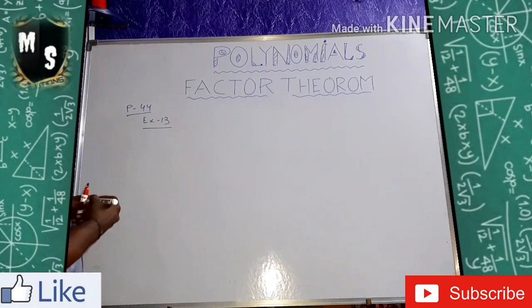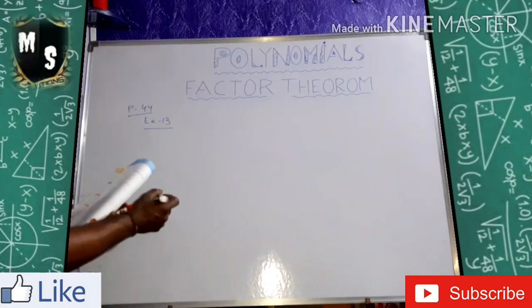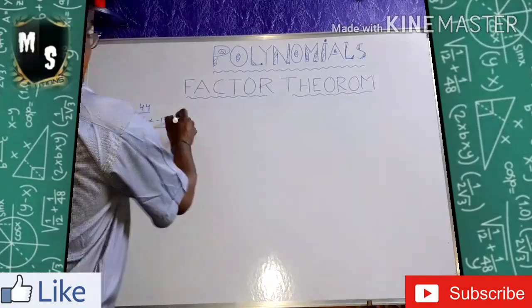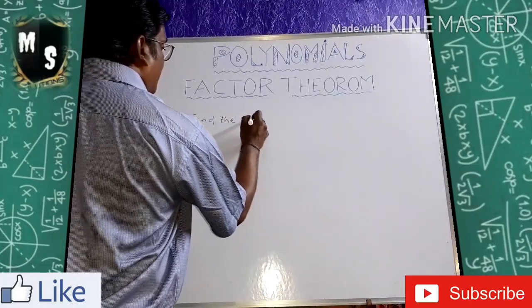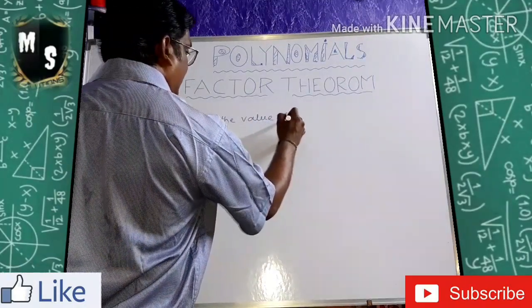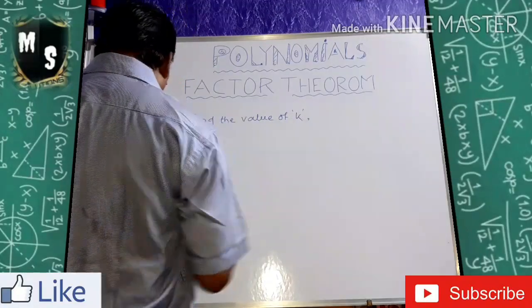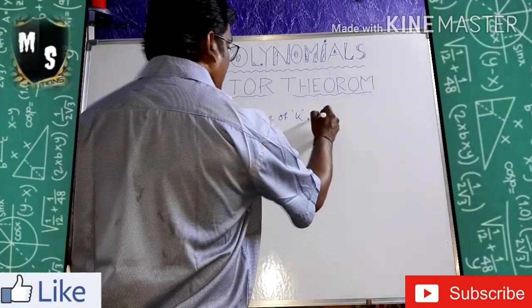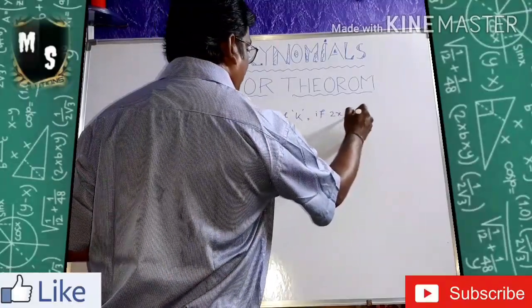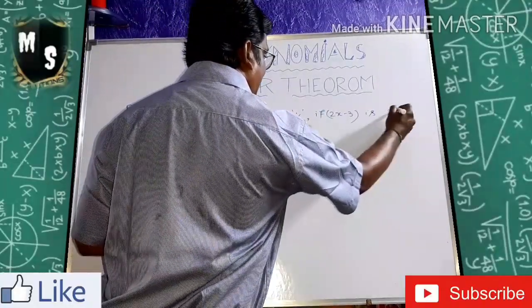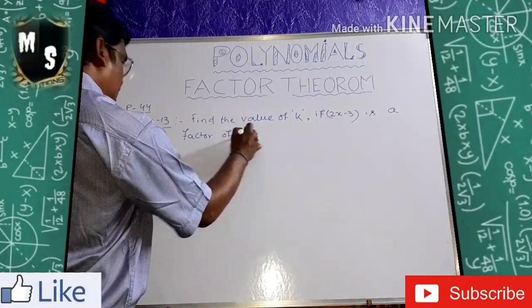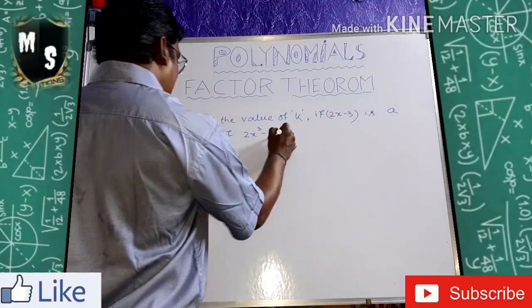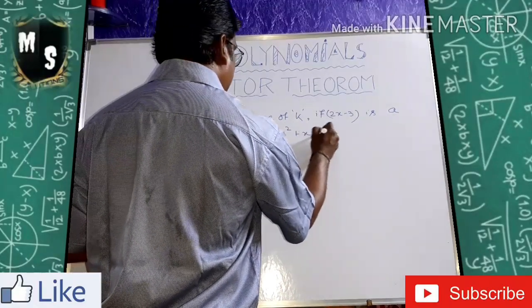This is a new type of sum. See now, find the value of k. What is it asking? Find the value of k. I want to find the value of k if 2x minus 3 is a factor of 2x cube minus 9x square plus x plus k.